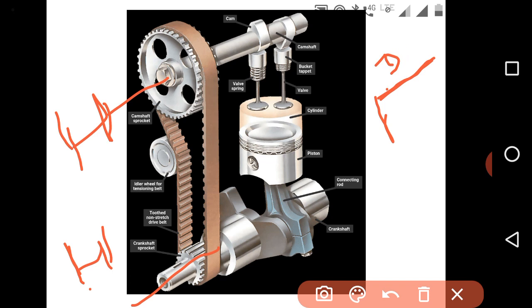Now this is the disadvantage, because at higher speed the time should be higher, and at lower speed, meaning at the starting of the engine, this time should be less. So it is doing the opposite work: the time required at lower speed should be lower, and the time required for opening of the valve is higher for higher speed.